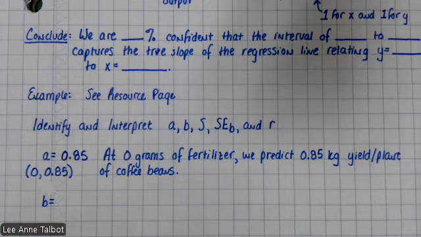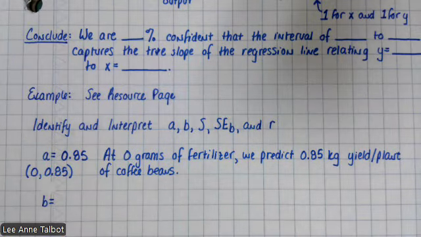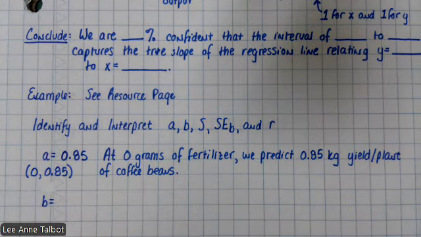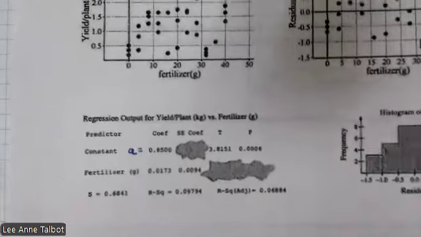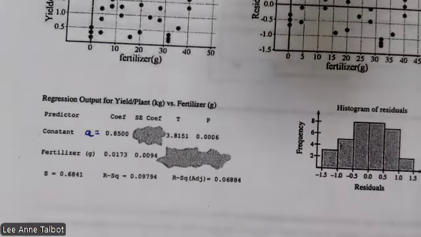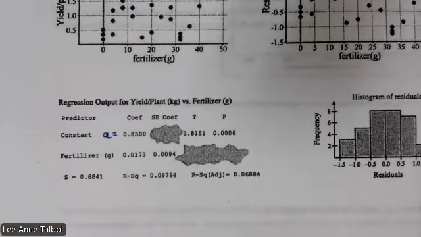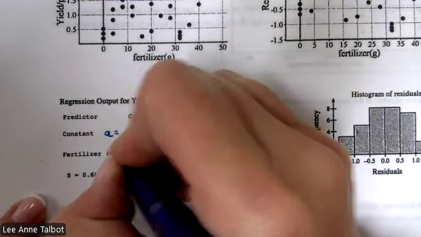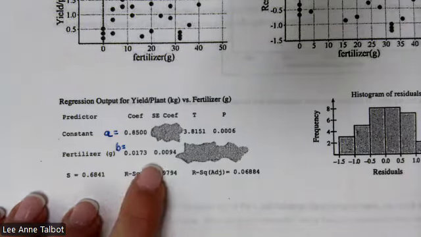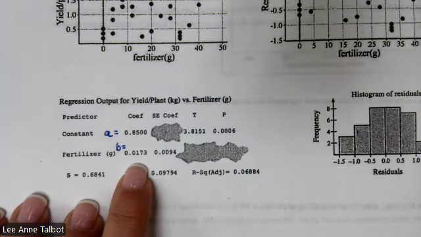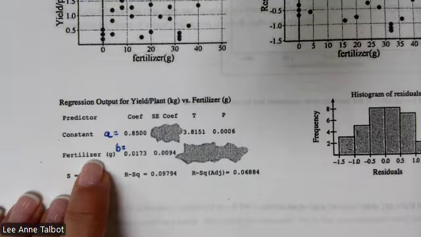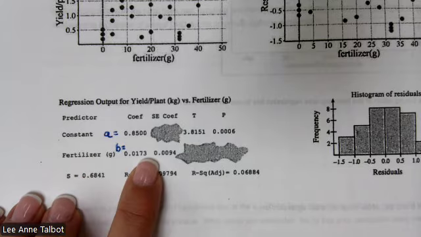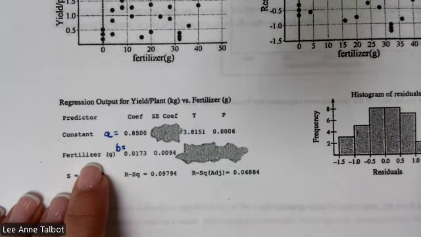Okay, back to your resource page. Which one of the numbers is the slope? The one below it. Great. So put a little b equals there. You can tell because it's next to the variable, which is showing that that is changing as the fertilizer changes.